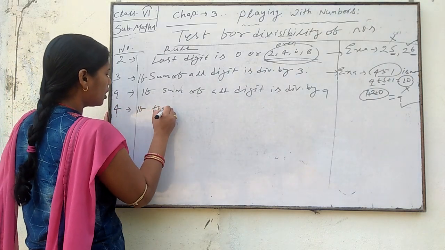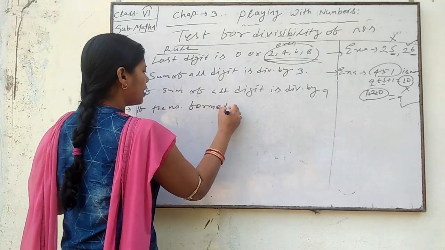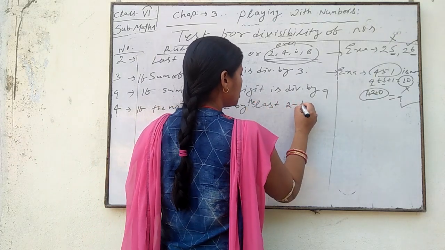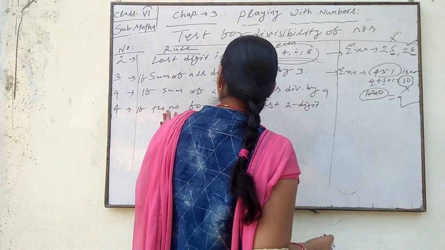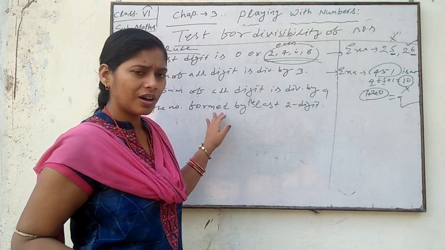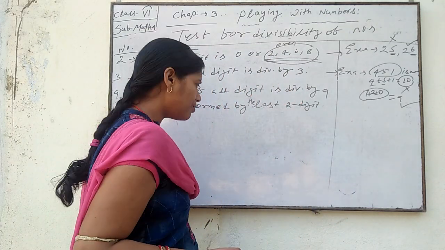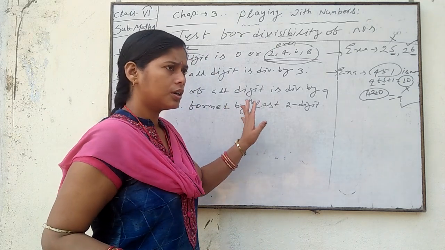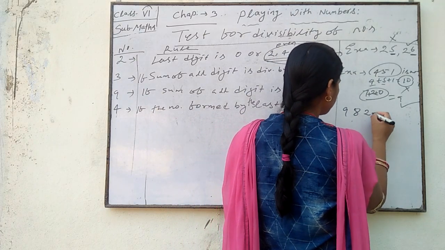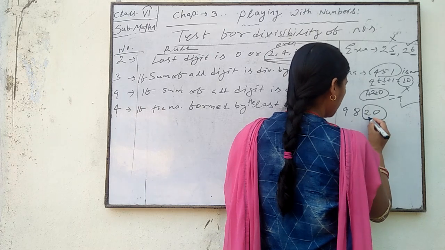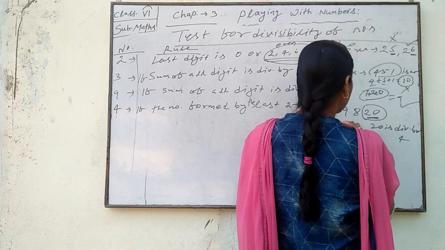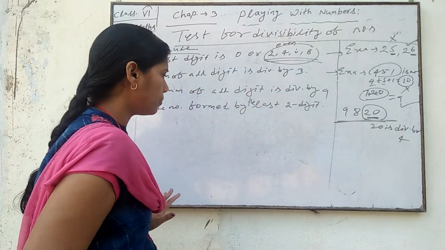If the number formed by the last 2 digits is divisible by 4, then the even number is divisible by 4. One example: 9820. Your last 2 digits are 20. So 20 is divisible by 4, so this number is divisible by 4.